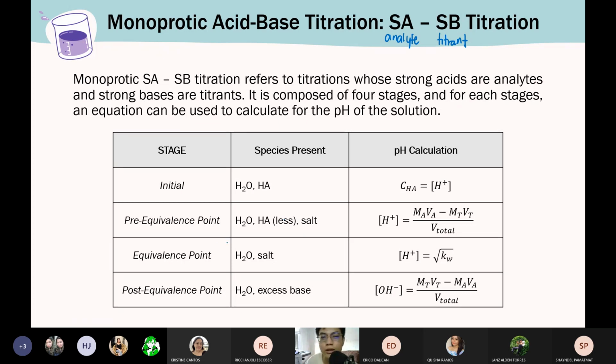At equivalence point, what's in here? All of your acids are then converted into their corresponding salt na. Lahat sila na-react na to form the salt product. Okay? So, wala ka ng acid.